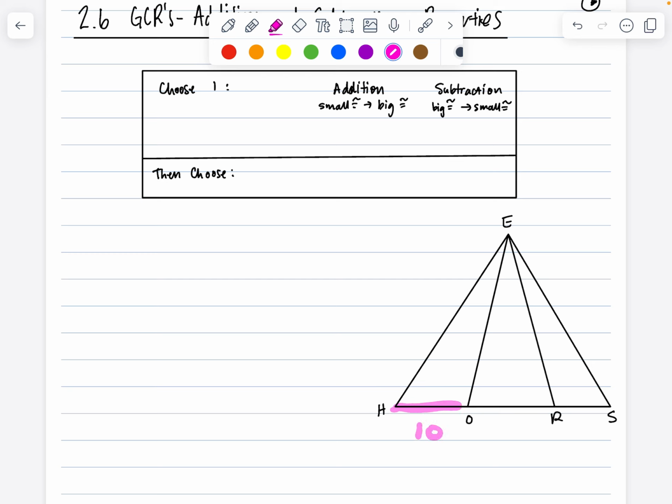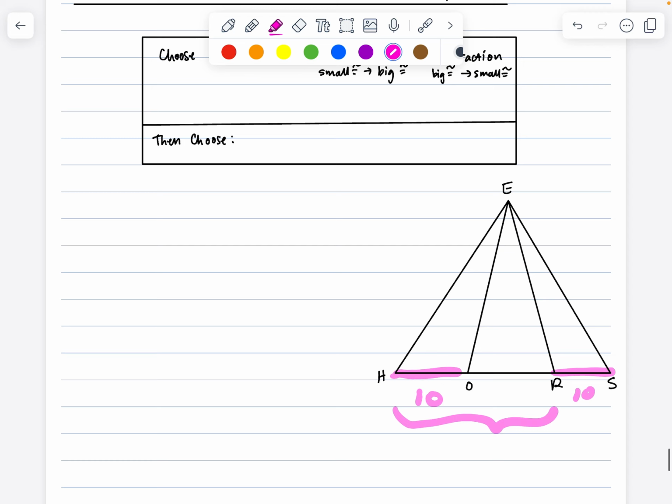If I say HO is 10, and then RS is also a length of 10, then what can you tell me about this length, HR? Well, no matter what, it's going to be equal to OS, because all you're doing is adding whatever this length measure is. If I said this measure was 4, then HR would be 14, and OS would also be 14. So that's what I mean by we're using addition properties, because we're going from something small to something big and vice versa. And that example works with segments.